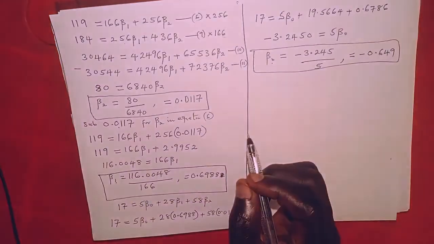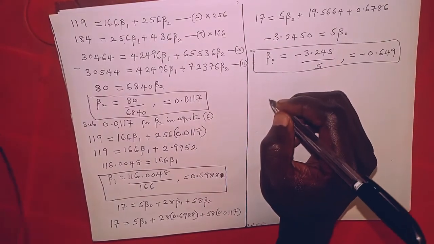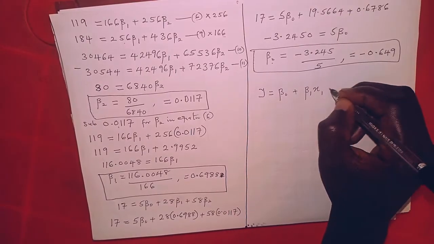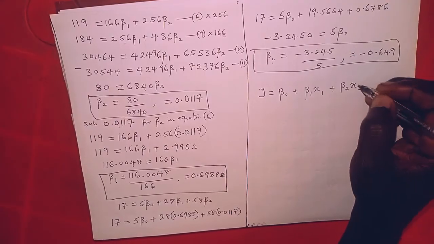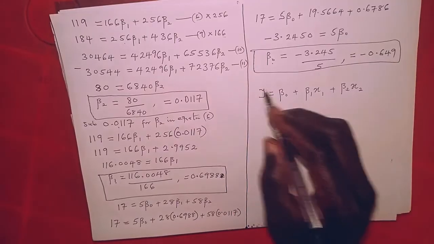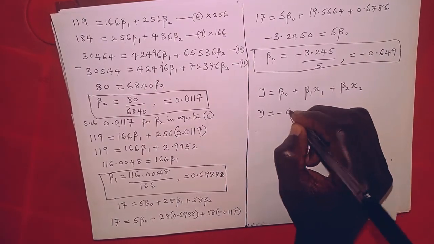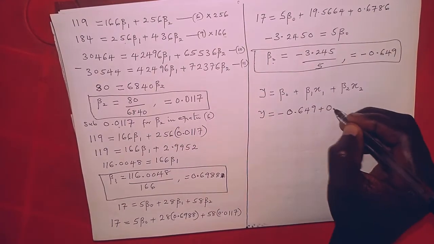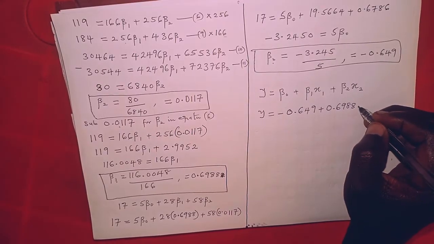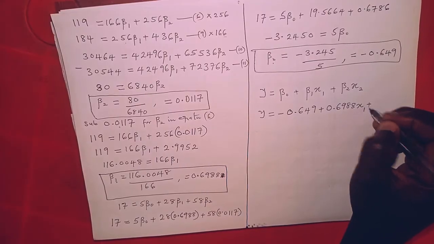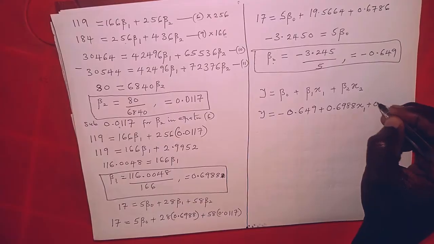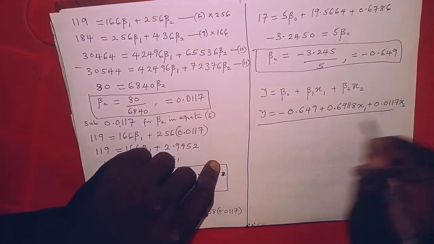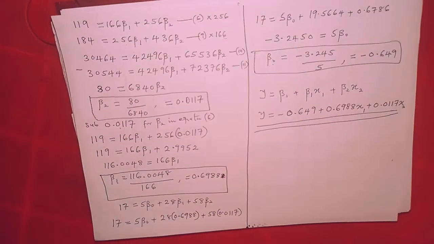Now going back to the model for 2 independent variables, we have y to be beta naught plus beta 1 x1 plus beta 2 x2. So if you substitute each value of the parameters into the model, therefore we have y equals to beta naught, so we have minus 0.649 plus beta 1, we have 0.6988 x1 plus beta 2, we have 0.0117 x2. So this is the model for the values given for 2 independent variables.